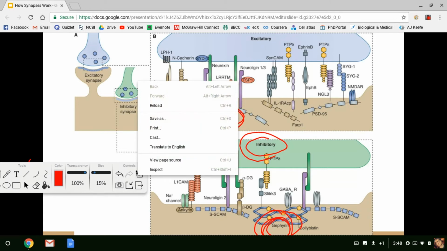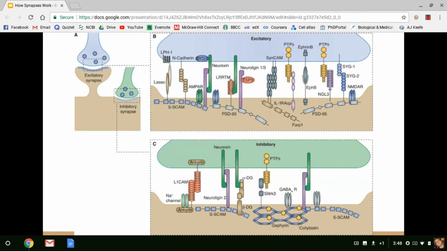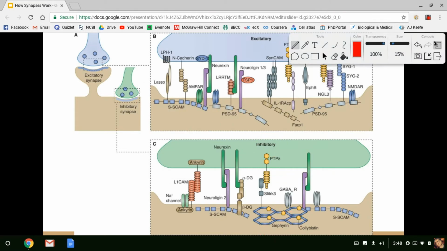In this figure, you can also see these little collybistin proteins, right here. Collybistin proteins, these little guys, are responsible for actually recruiting and bringing gephyrin to the postsynaptic density. And the reason collybistin is worth mentioning is because there are certain mutations in these collybistin proteins that are linked to intellectual disability.